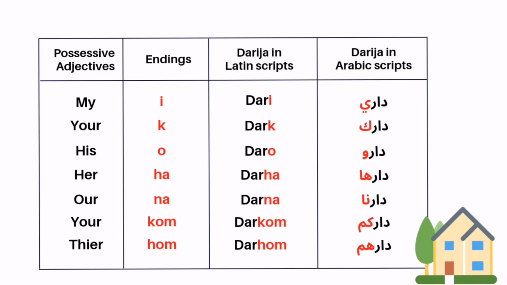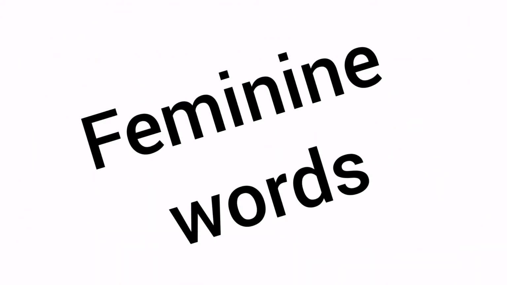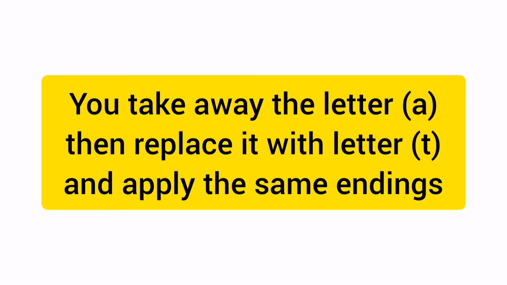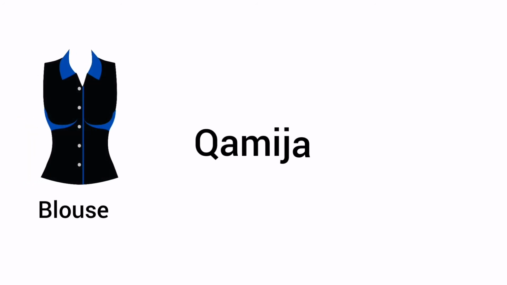But for the words that end with the letter A at the end, or generally all the feminine words, you have to do the following. You have to replace the letter A with the letter T and then apply the same endings. Let's see an example of a feminine word in Darija. We have the word kamija. It is feminine because it ends with the letter A.